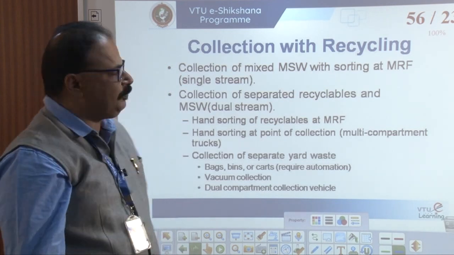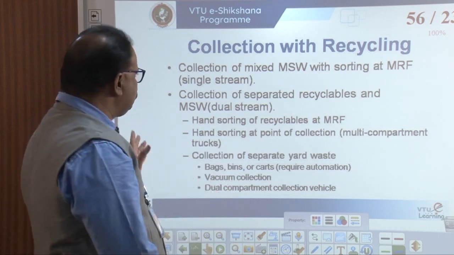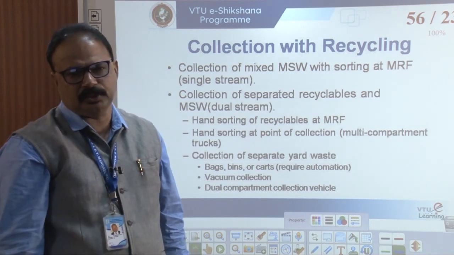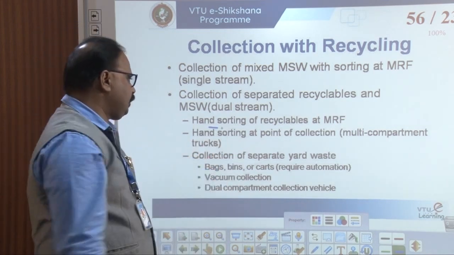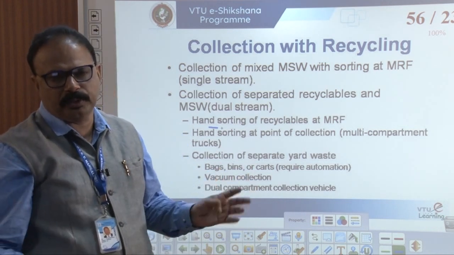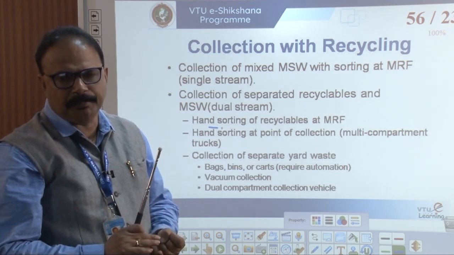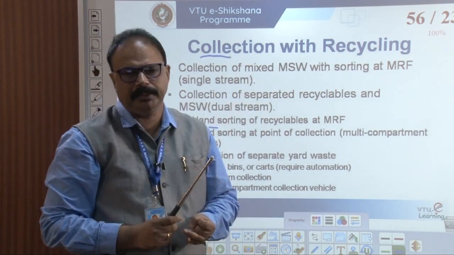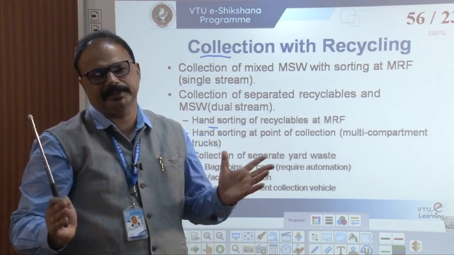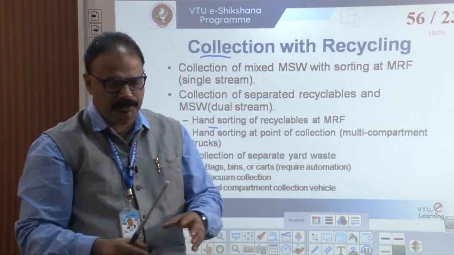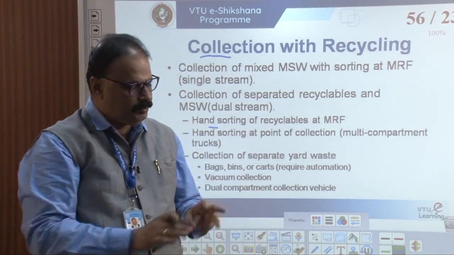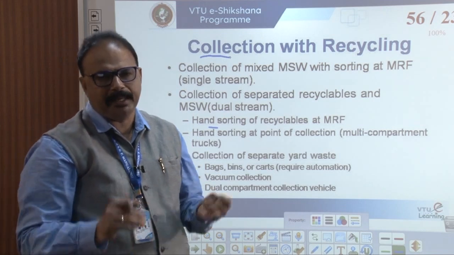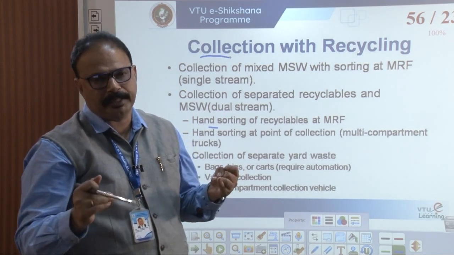Collection with recycling: collection of mixed MSW with storing at the MRF, single stream, and collection of separated recyclable MSW. Hand sorting is the process, hand sorting at the point of collection, the collection yard, using bags, bins, carts, vacuum collection and dual collection with the collection vehicle. This is the collection of recycling material. It may be paper, plastic, rubber, or many other things. Hand sorting we will do: if manual labour is available, we will sort and separate one waste to one side. Bags, bins and carts are used for this; automatic is required. Vacuum collection is also dual collection.